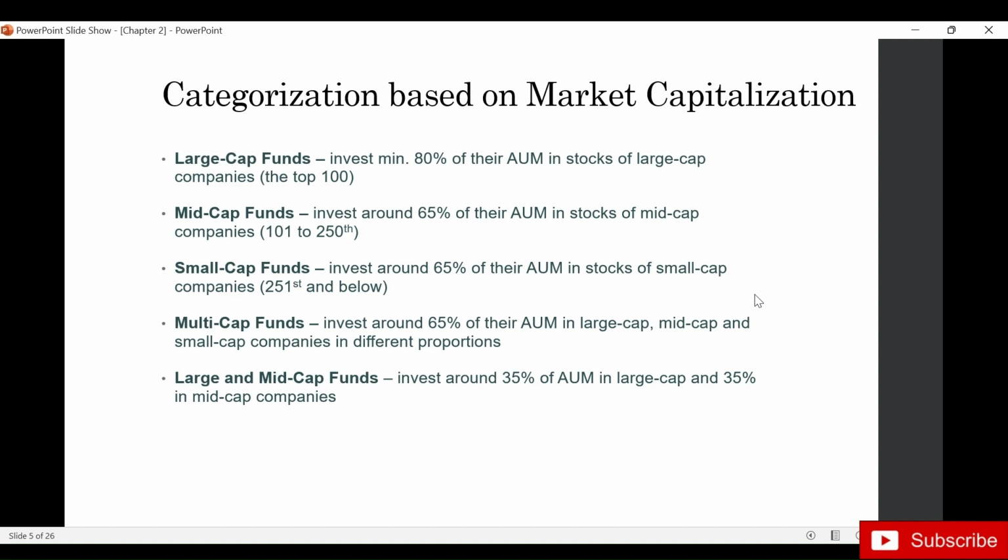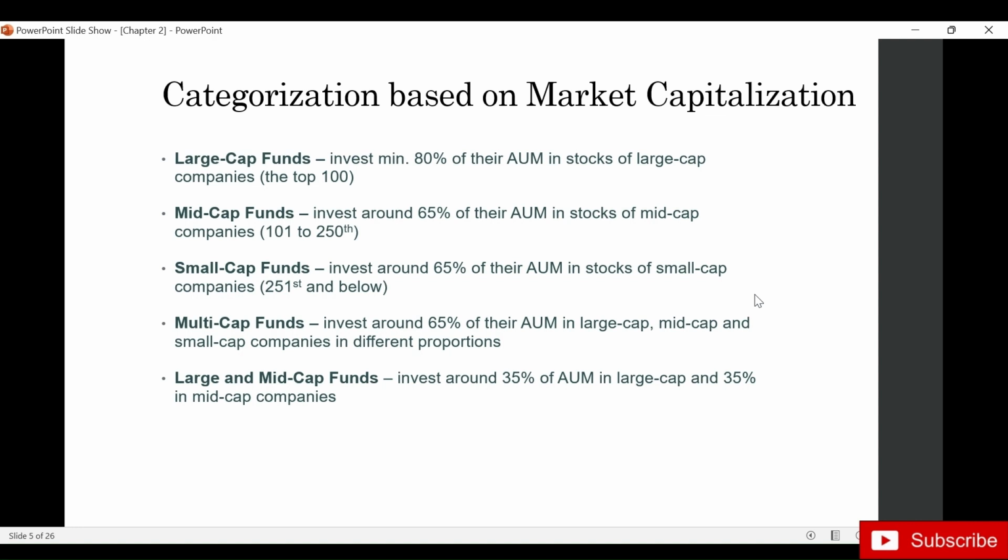Now the second type is the mid cap funds. Mid cap funds have to invest around 65% of their asset under management in the stocks of mid cap companies. What are mid cap companies? Companies which are ranked 101 to 250 basis the market capitalization. So these are mid cap companies.